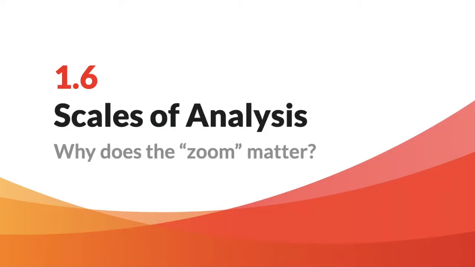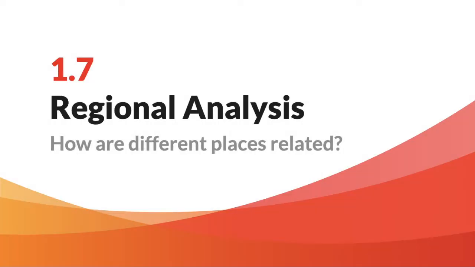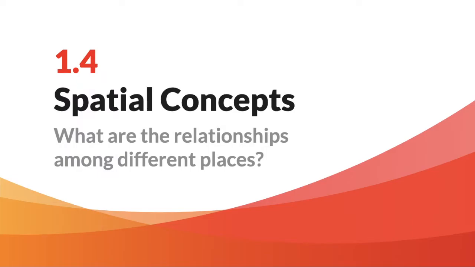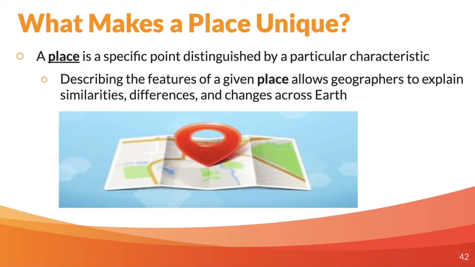Section 1.6 is called scales of analysis. As we look at maps and as we interact with those maps, especially on our phones, on our computers, things of that nature, the scale that we're using in that analysis can change a ton about the information that we're actually getting. Section 1.7 is what we call regional analysis, looking at different regions and how those regions or places or locations, and really we're talking about a broader area here of locations within a general region, how are they related to one another?